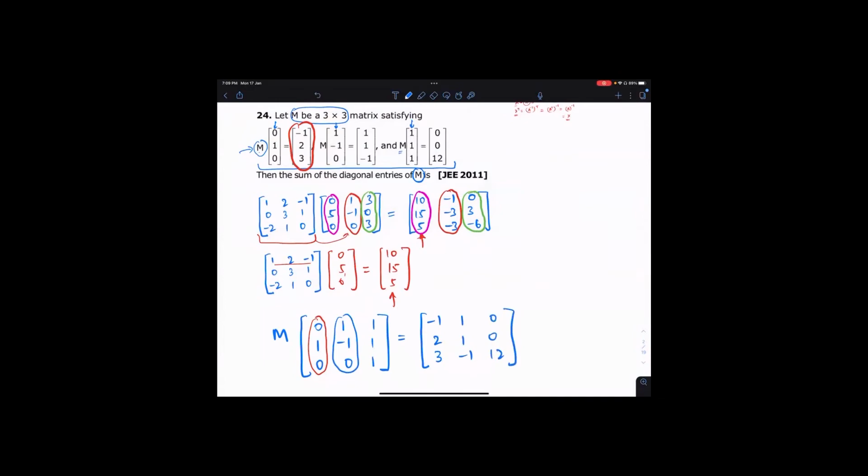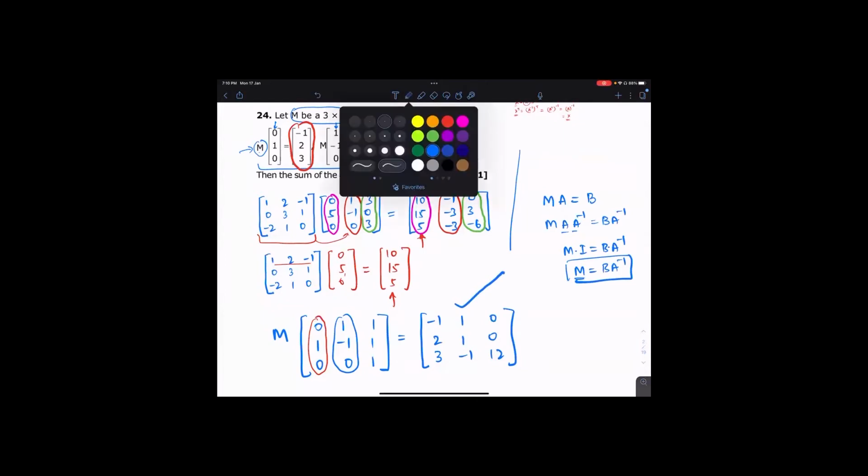Why, I'll tell you. Because this is simply matrix M into A equals some matrix B. So multiply with A inverse on both sides. A into A inverse is I only. M into I is equal to B into A inverse. What is M into I? M only. Any matrix into identity matrix is the same. That's it. To get the matrix M, you need to multiply the matrix B with A inverse.